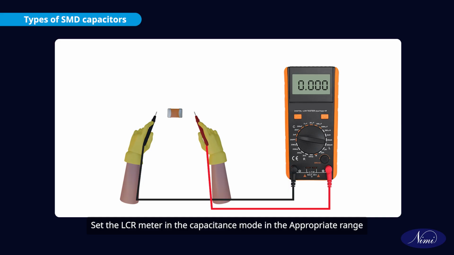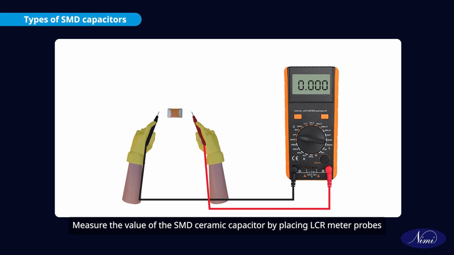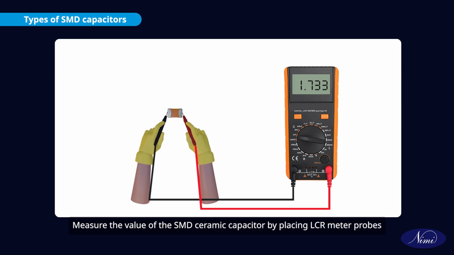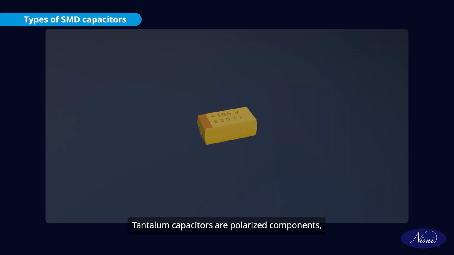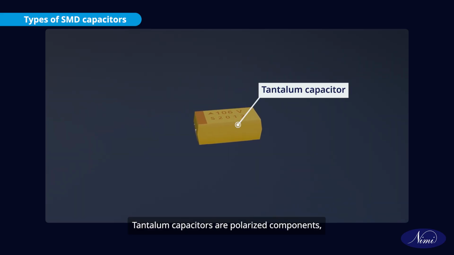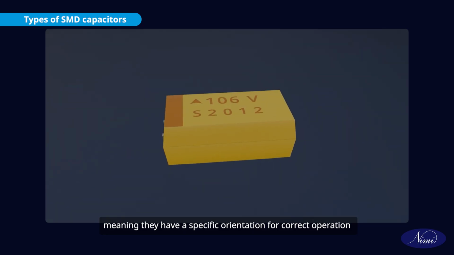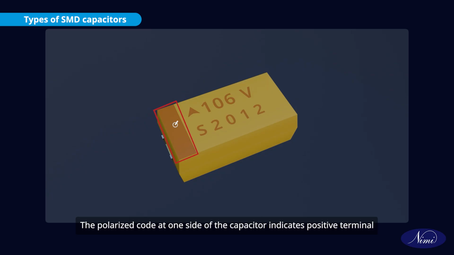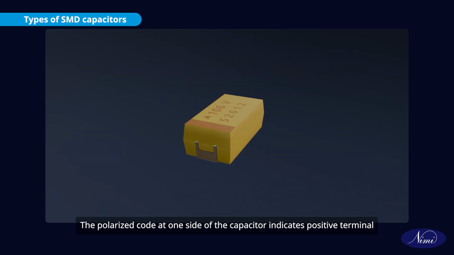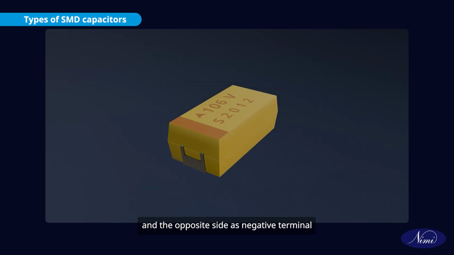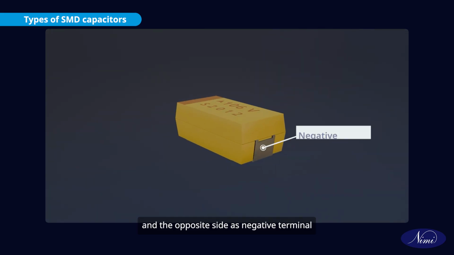Set the LCR meter in the capacitance mode in the appropriate range to measure the close value of the SMD ceramic capacitor based on its color. Measure the value of the SMD ceramic capacitor by placing LCR meter probes on both ends of the terminals. Tantalum capacitors are polarized components, meaning they have a specific orientation for correct operation. The polarity code at one side of the capacitor indicates the positive terminal and the opposite side the negative terminal.